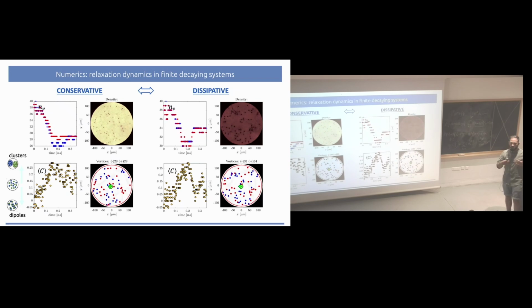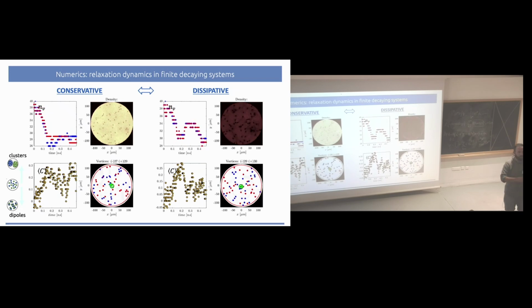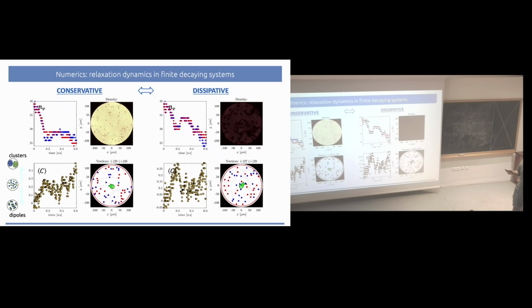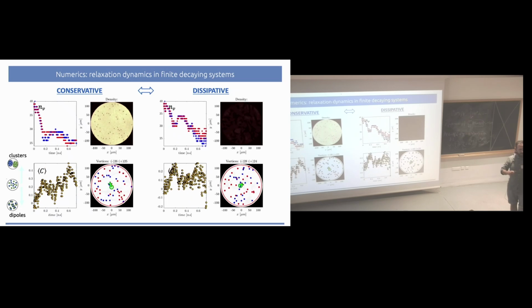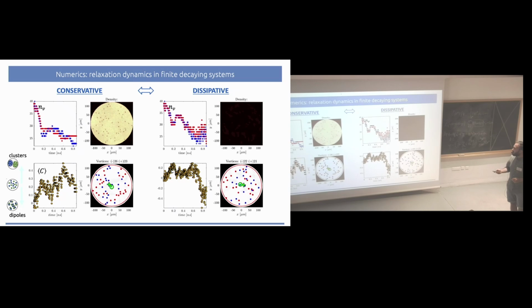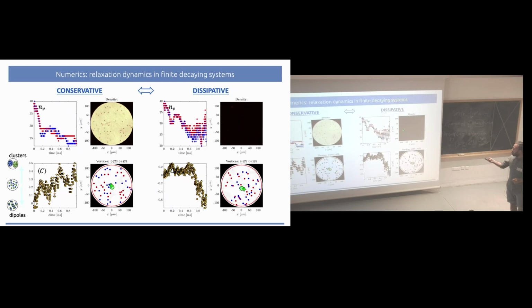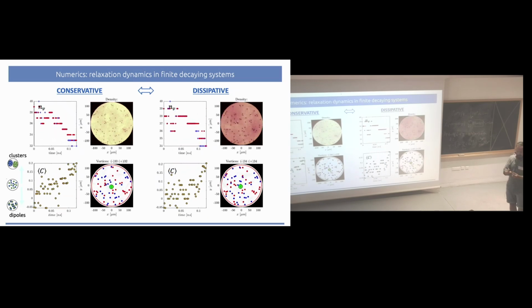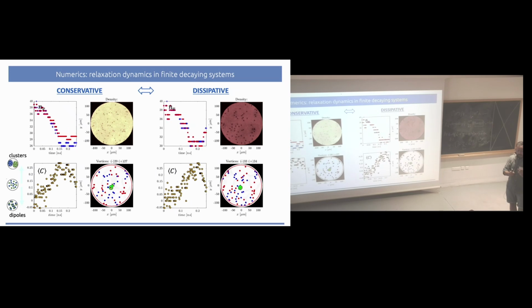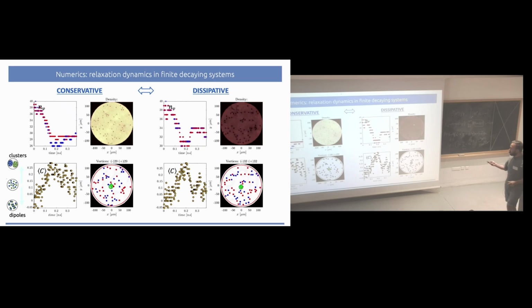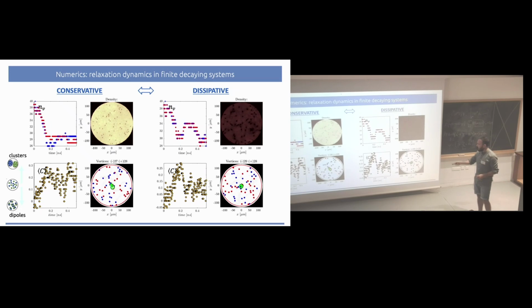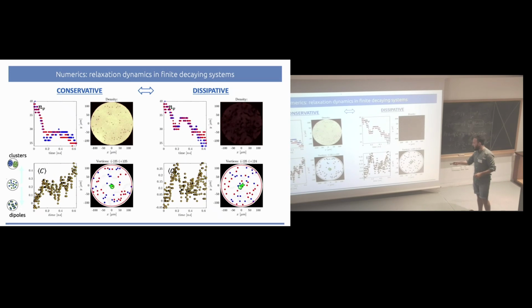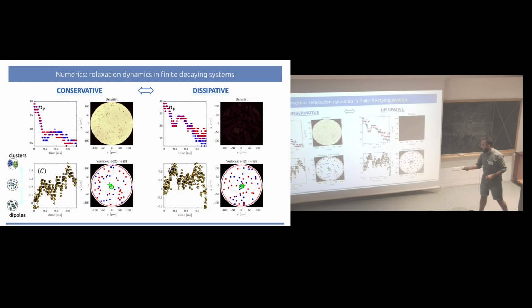So let's compare the conservative with the dissipative case. If we dress the condensate with polaritons with a short lifetime, we will see the density decrease, and the healing length of the vortices will grow as a function of time. So the correlation length will grow initially, but then eventually, if we wait enough, will be completely killed by the dissipation.